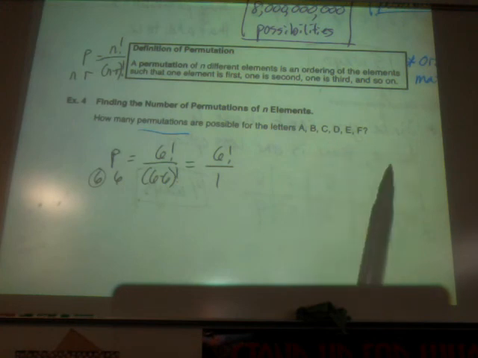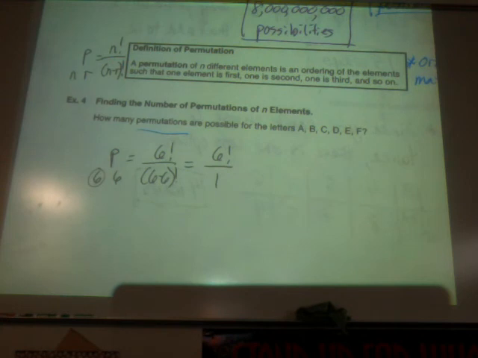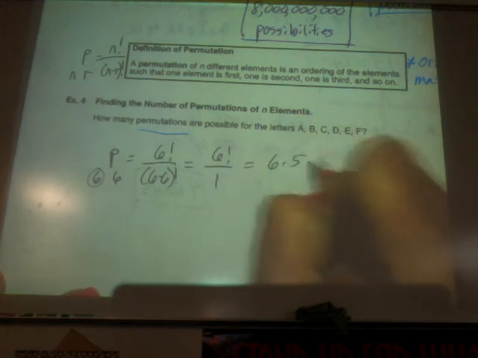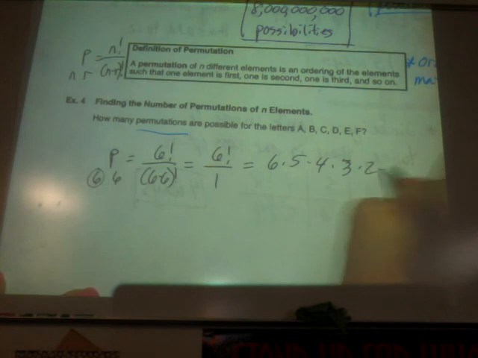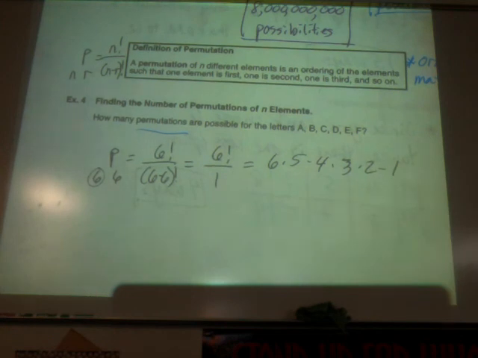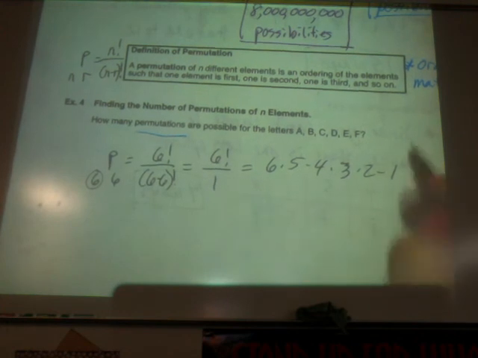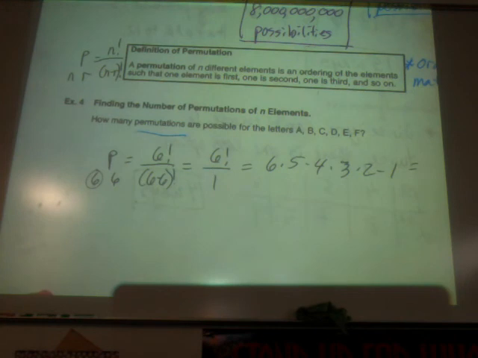Or CDs on a shelf, or place finishers in a race. If I had 6 place finishers, there can only be 1 first place. Okay, technically I know that you could have 2 people tied for first, right? But then you don't have a second place, and you have to go to third place. So don't get caught up in technicalities. So I would be going 6 times 5 times 4 times 3 times 2 times 1. This is my first, second, third, fourth, fifth, and sixth place. If I multiplied all those together, which of course I would allow you to use a calculator, you get 720 ways.